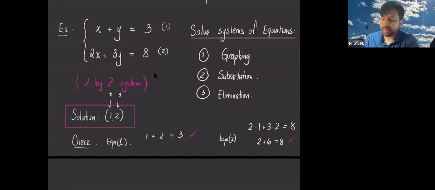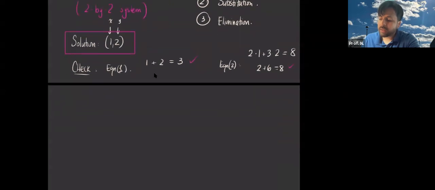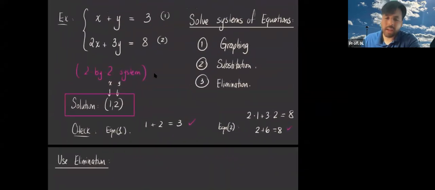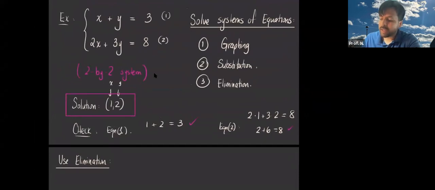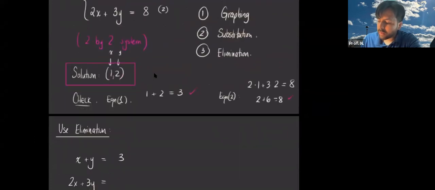Now, let's use one of these methods of solving. Let's use elimination because we're going to be using elimination a lot more. This is just to get our feet wet, get used to what's going on, and get ourselves familiar with the kind of terrain we're going to be in. So we've got x plus y equals 3, and 2x plus 3y equals 8.